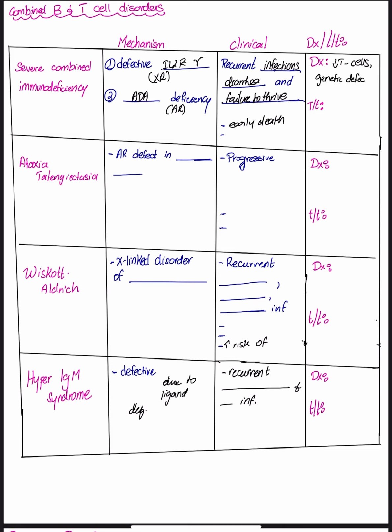What are the treatments? So one, you can do IV immunoglobulin, prophylaxis, and hormone replacement or enzyme replacement. Okay. The second one is ataxia telangiectasia, which is autosomal recessive defect in DNA double strand break repair.